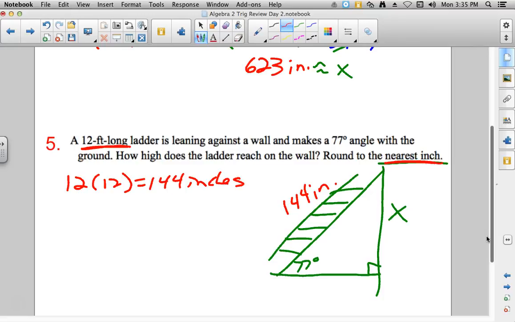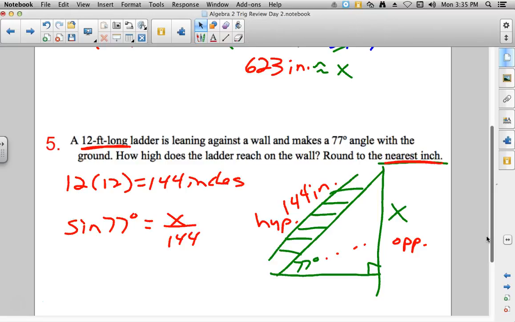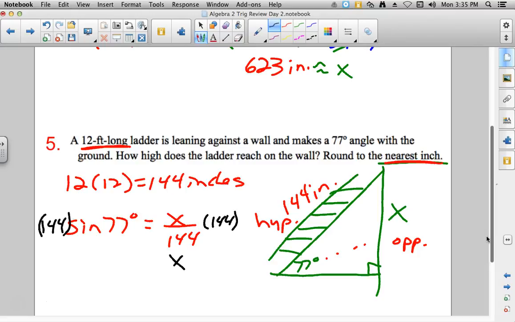And that was the length of the ladder. So we look at this one and realize we're still using opposite, we're still using hypotenuse. That's going to be sine. The sine of 77 degrees equals x over 144. And again, if we want to get x all by itself, we're going to need to multiply. So we're going to multiply both sides by 144.